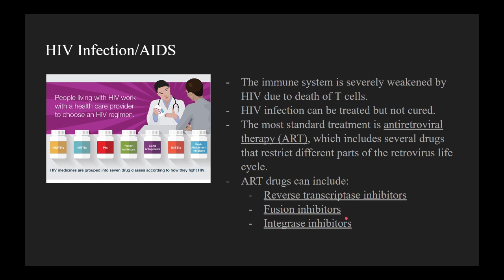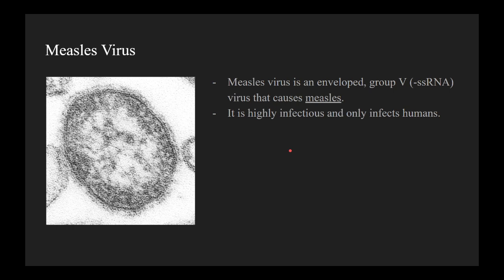You can also use fusion inhibitors to stop the virus from fusing to your host cell membranes. You can also use integrase inhibitors so that the DNA from the virus doesn't get inserted into your genome. So just a few examples of ways that you can restrict different parts of the retrovirus life cycle.